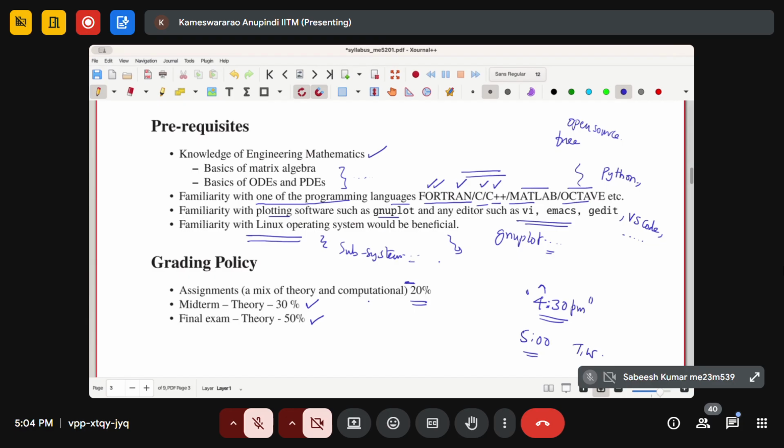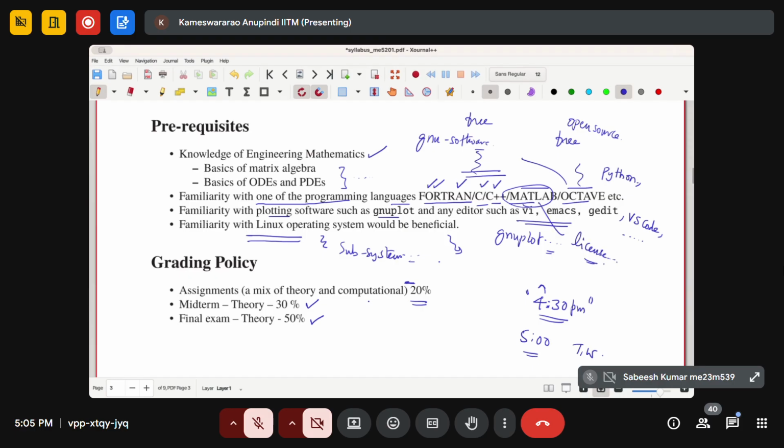Sure. All these compilers, let us say C, C++, Fortran, including Octave, they're all free. They're all open source. If you go for GNU software, they're all open source. You can install them on Windows, Linux or Mac, all three operating systems, except for MATLAB, which requires a license.